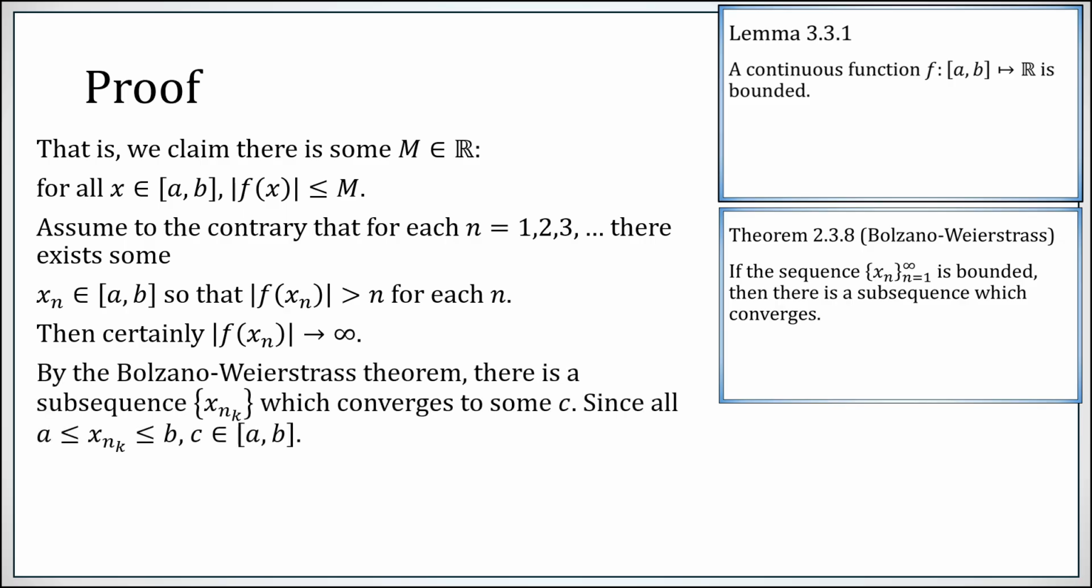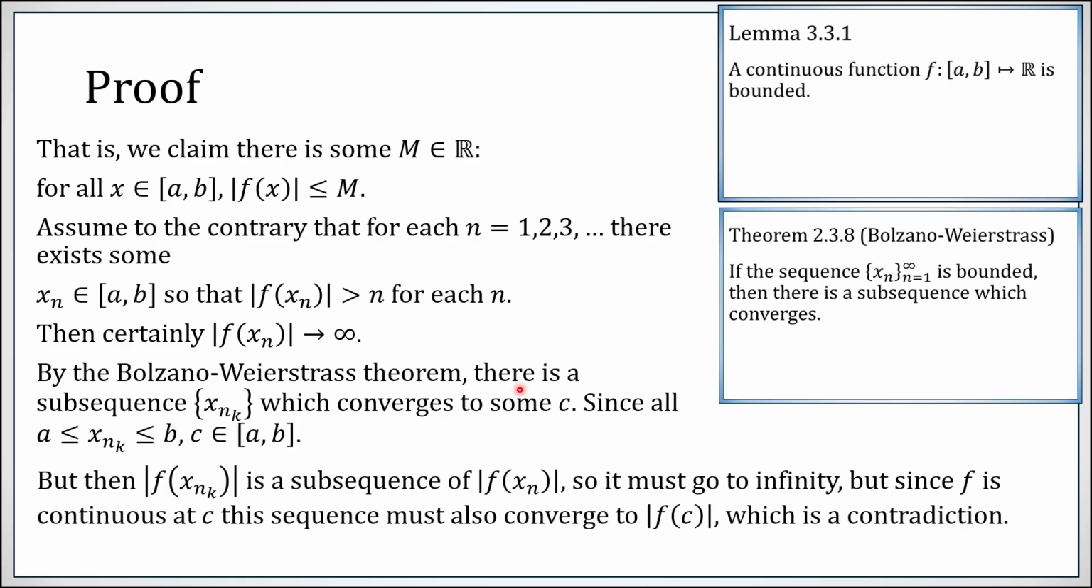x sub n is in between a and b. It's bounded below by a and bounded above by b. By Bolzano-Weierstrass, there is therefore a subsequence converging to some point, and this point must also be in between a and b. But our original sequence in the range was going to infinity. So this subsequence in the range is still going to infinity.